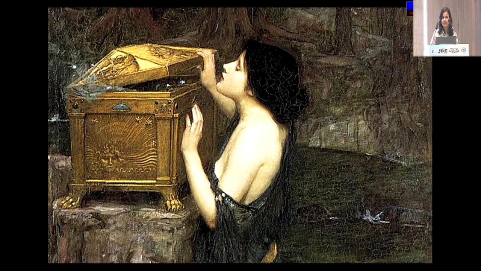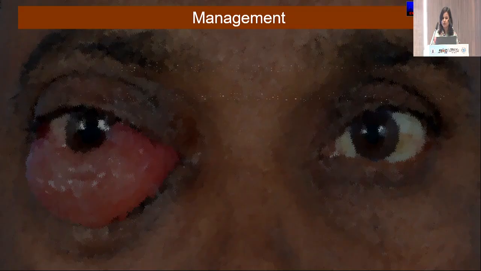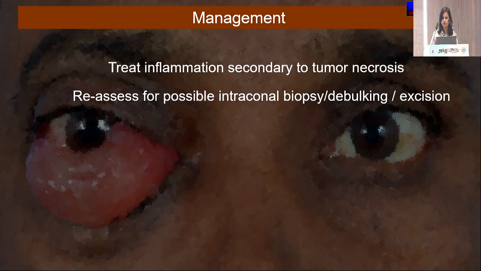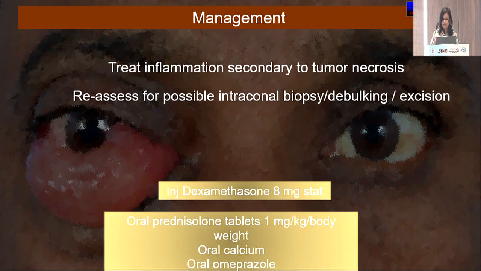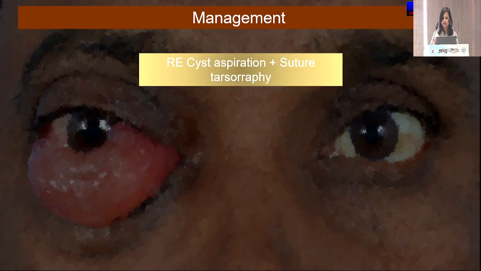Well, Pandora was very curious to know what was inside the box, and hence the evil was set out. But we held on to our curiosity because so much inflammation was going on. We did not jump to orbitotomy or excision biopsy. We decided to treat the inflammation first and reassess the case. We did start him on steroids, but there was absolutely no resolution seen.